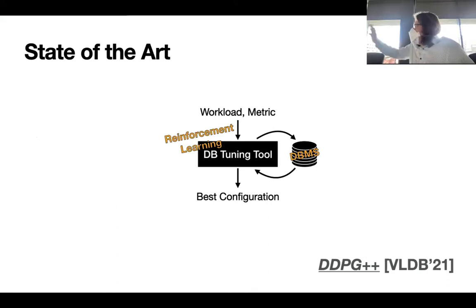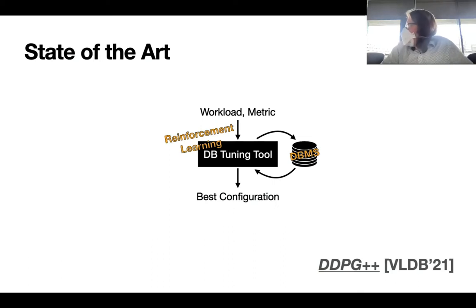And one recently proposed method, the DB-BERT method, which is kind of representative for the type of approach that you would use in this context, uses reinforcement learning in order to find good parameter settings. So this is the high-level picture, how that works. The input is a workload that you want to optimize and the performance metric according to which you want to optimize. The output is the best configuration it has found.